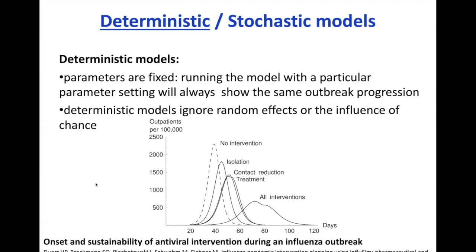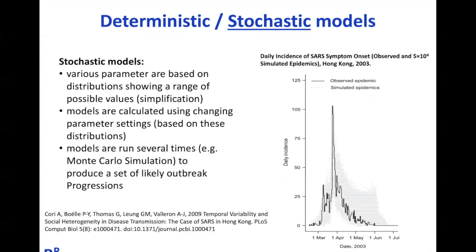This was a deterministic model based on these assumptions. Other people use stochastic models. Stochastic models have various parameters based on distribution, showing a range of possible values. So you don't have one curve here. All these gray dots are just representations of lots of different ways how the curve can go. So models are calculated using changing parameter settings to lead to these gray clouds here. And this is good because on the computer, you probably can see it. If I project it, it's sometimes hard to see.